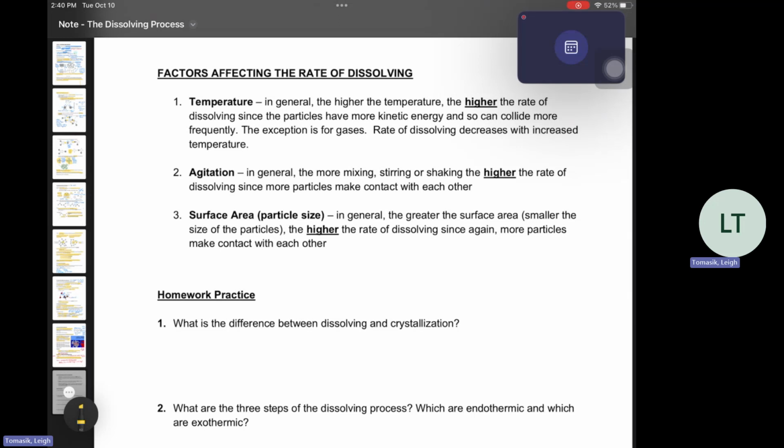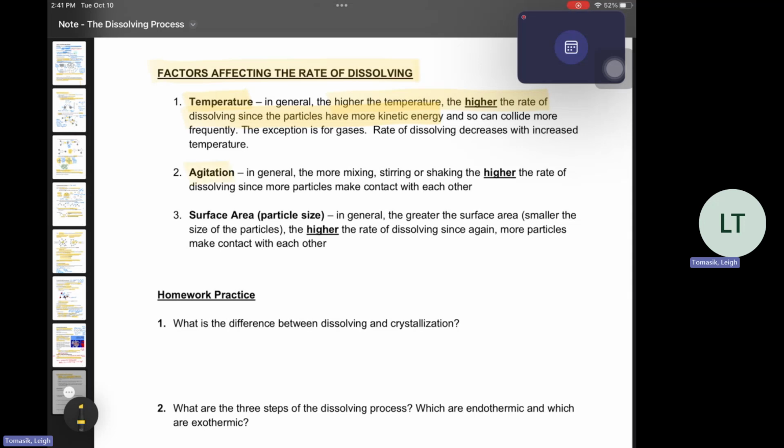Also, we have factors that affect the rate of dissolving. So everybody's probably tried to make tea at one point in their life. Factors that affect the rate of your tea bag dissolving: temperature works much, much better in higher temperatures than lower temperatures. In general, the higher the temperature, the higher the rate of dissolving, since the particles have more kinetic energy, and those will overcome the forces holding the solute and the solvent together, right? They collide more frequently, so the rate of dissolving increases with increased temperature and decreases with decreased temperature.